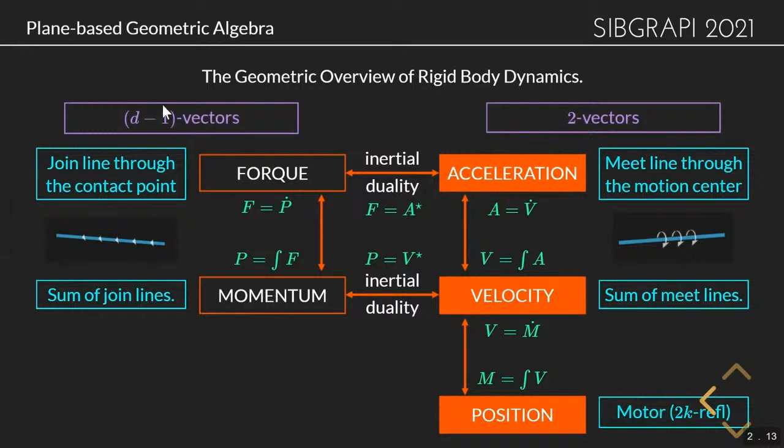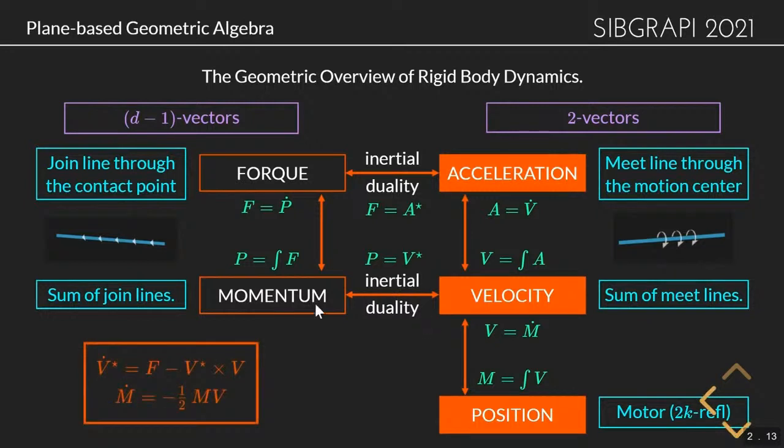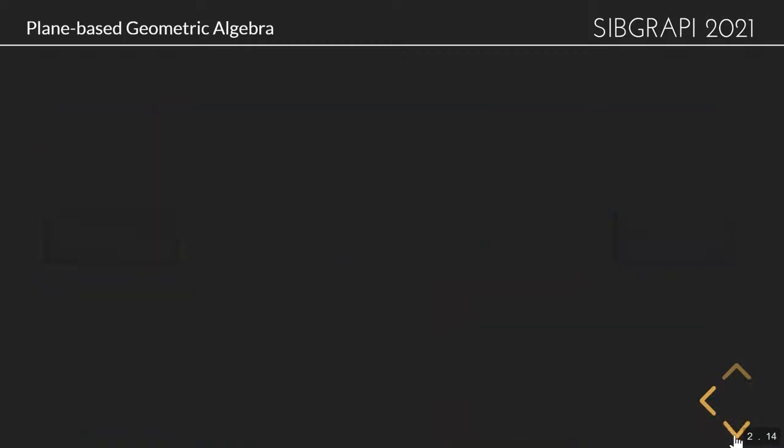So these join lines will always be d minus 1 vectors, and these hyperlines, because they're not always lines, they're only lines in 3D, so they're meet lines in 3D, they're always meet elements, but they're not always lines. In 2D, they will be points, but they will always be bivectors. And this is actually the complete picture. You have a very simple formulation of the Euler equations of motion that Leo will go into. And this is actually valid in any number of dimensions. So that's what we'll be doing in the episode 6.